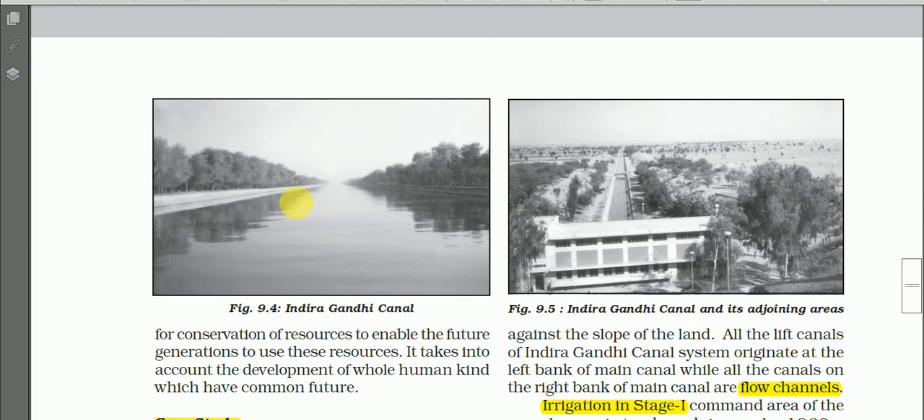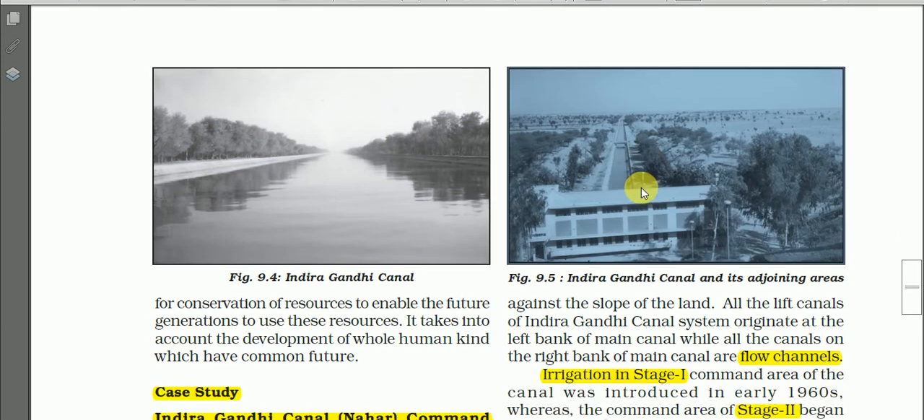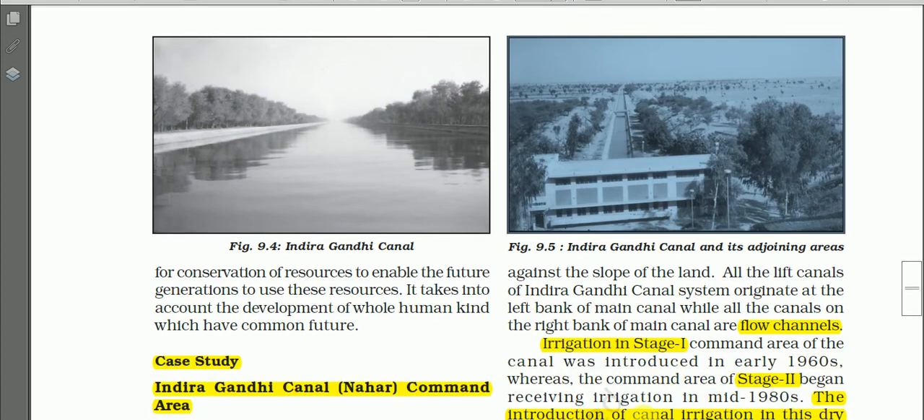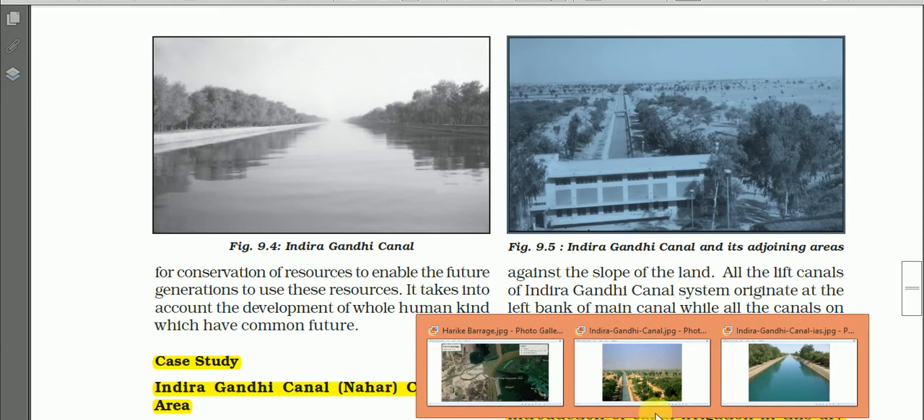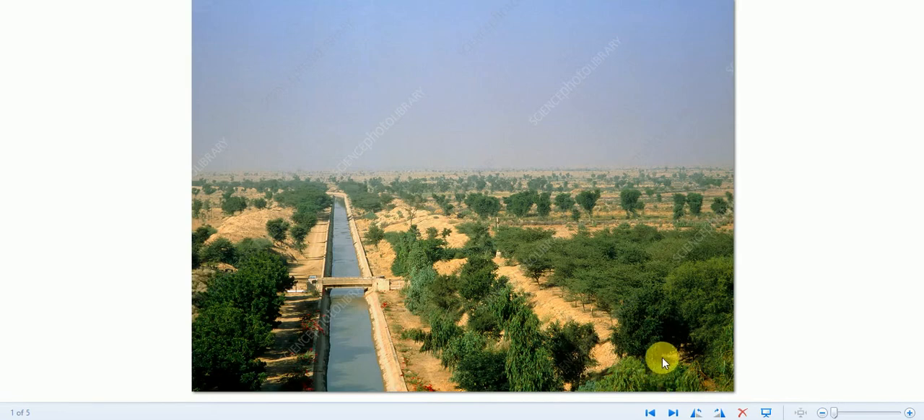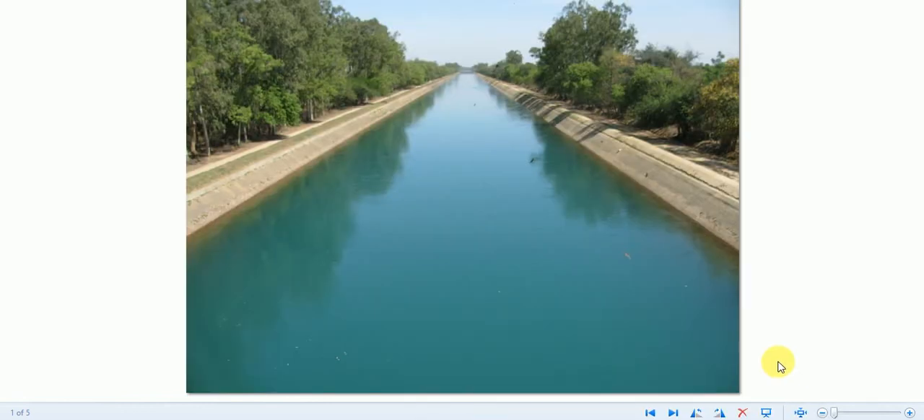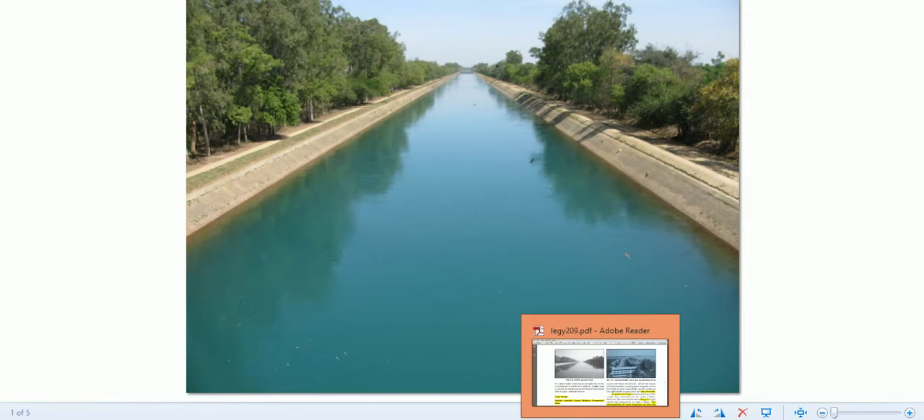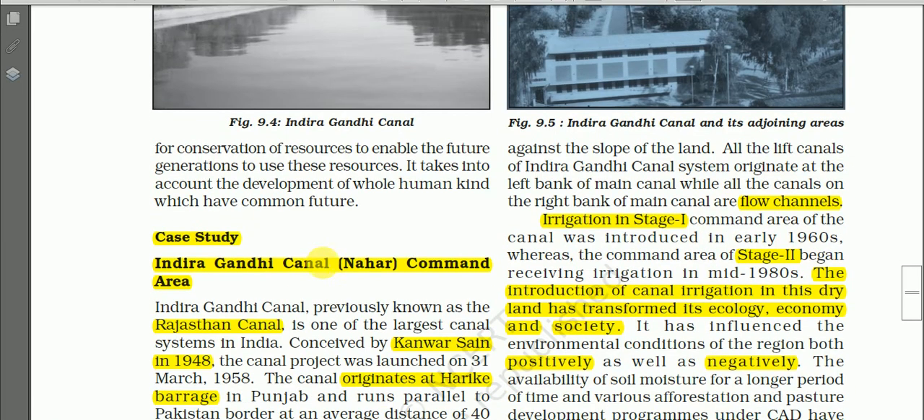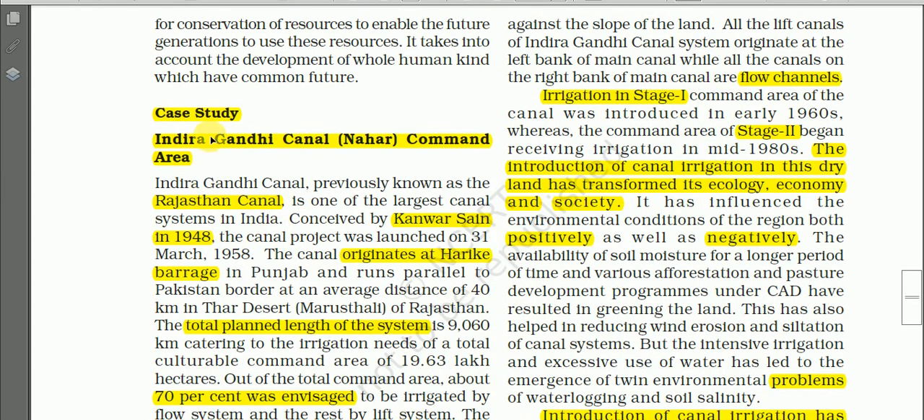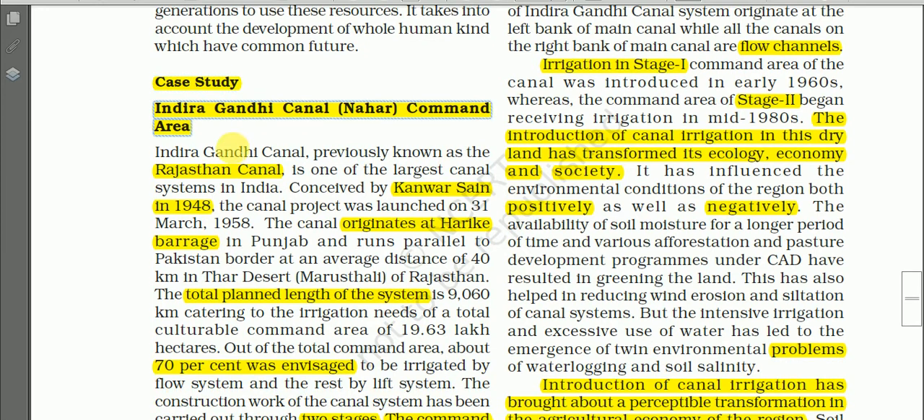So this is a photograph of the Indira Gandhi Canal, and this is another photograph. Here we have more photographs, the color ones. This is a photograph of the Indira Gandhi Canal. This is another one. So let us start. Case study on the Indira Gandhi Canal command area.